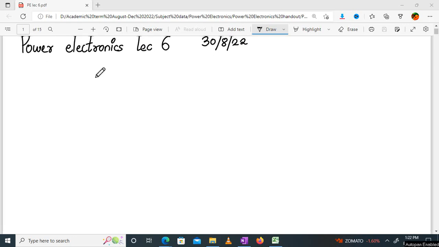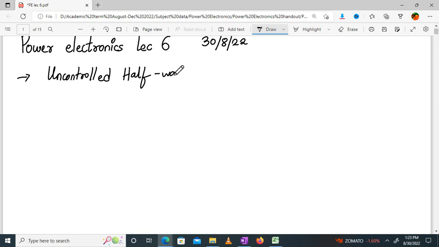The concept of RL load. So let me start with uncontrolled half wave rectifier with RL load.